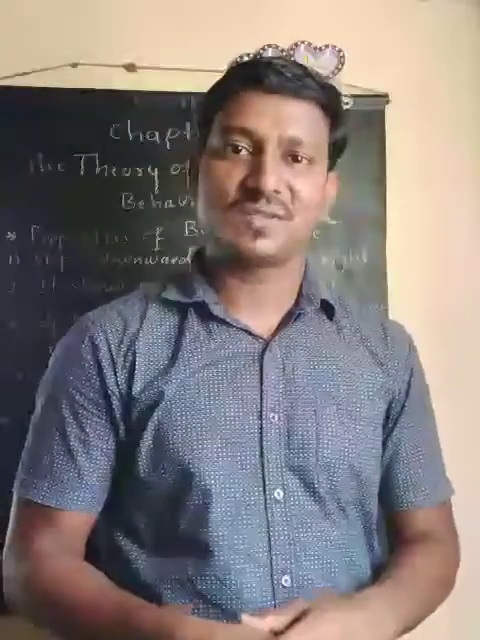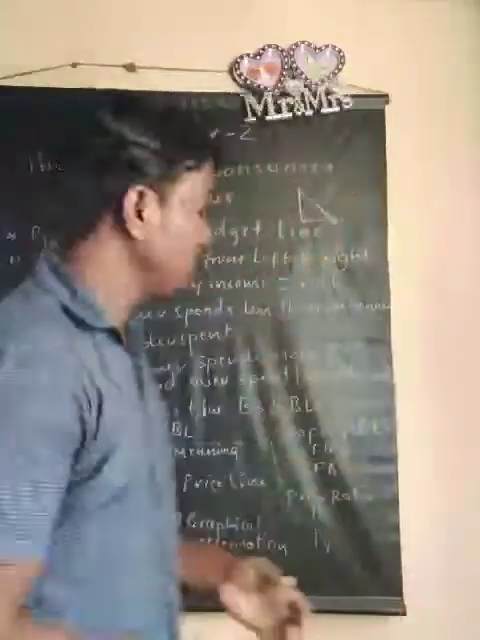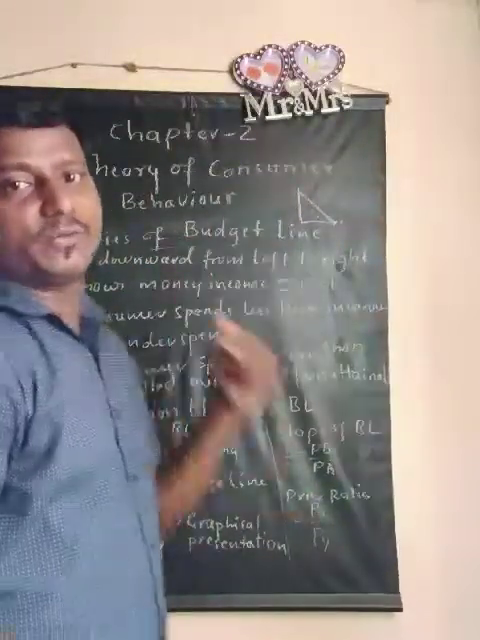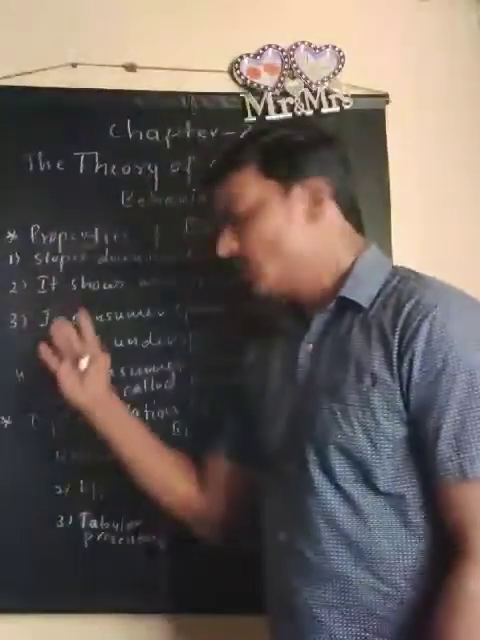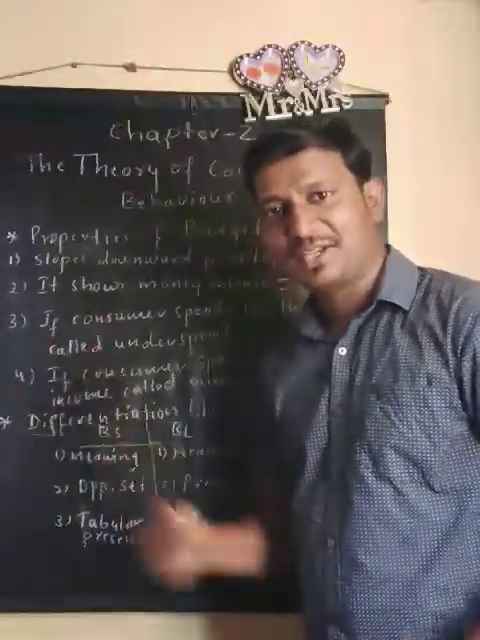Over that, it is overspent. Exactly equal to that, income and cost are one and the same. So these are some of the properties or features of this budget line. I hope you are clear with these properties of a budget line.